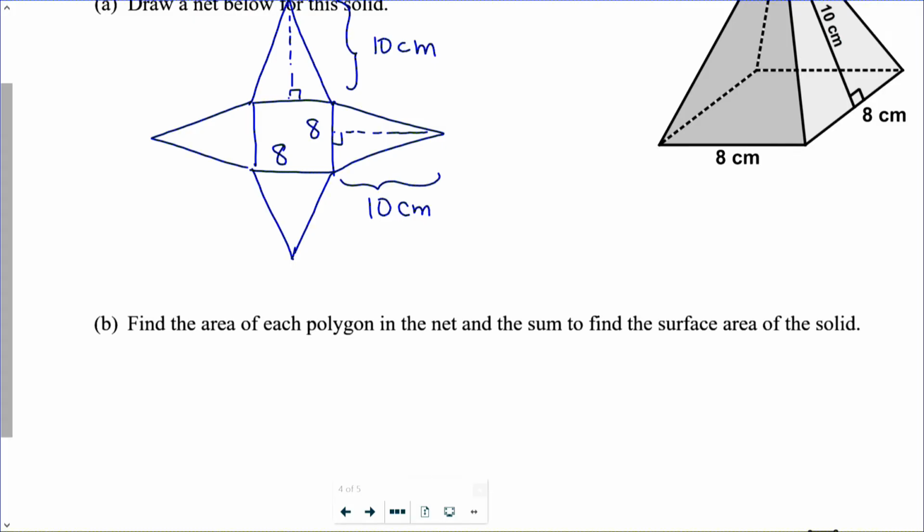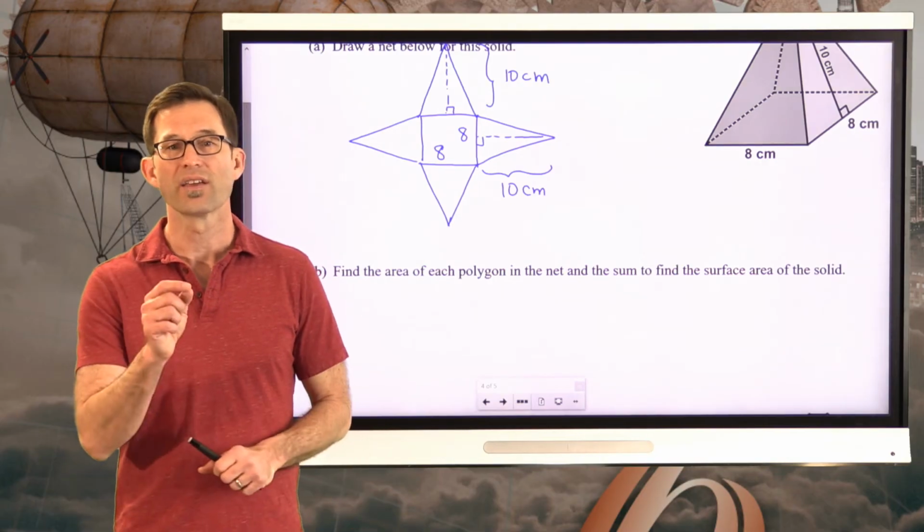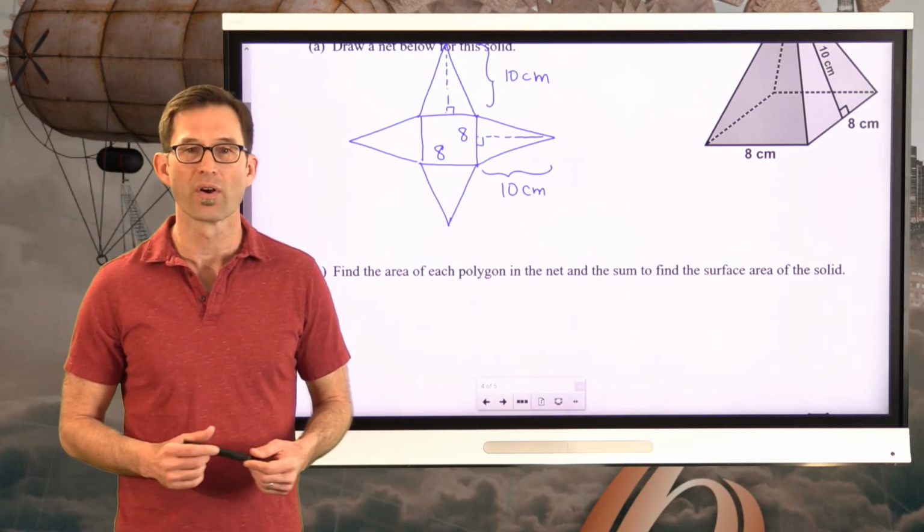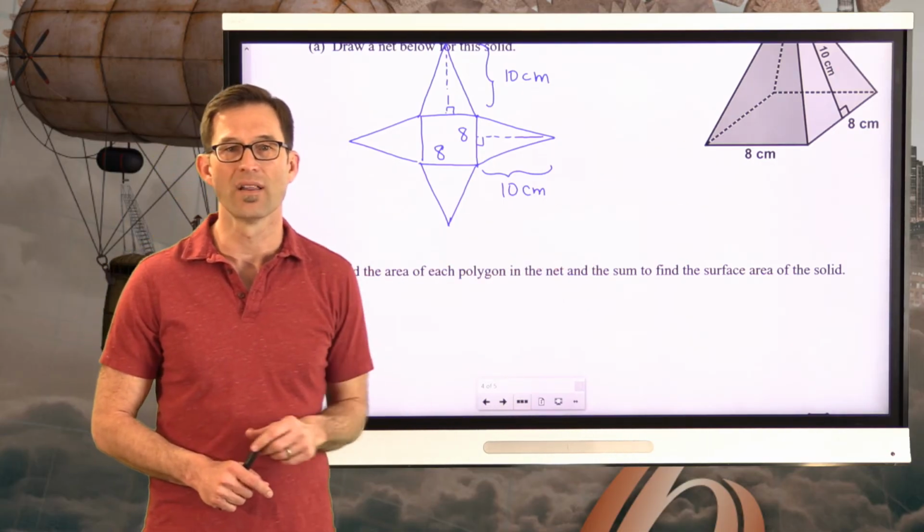So let's now take a look at letter B. Find the area of each polygon in the net and sum to find the surface area of the solid. Awesome. I'd like you to pause the video and see if you can figure out the surface area of that solid.